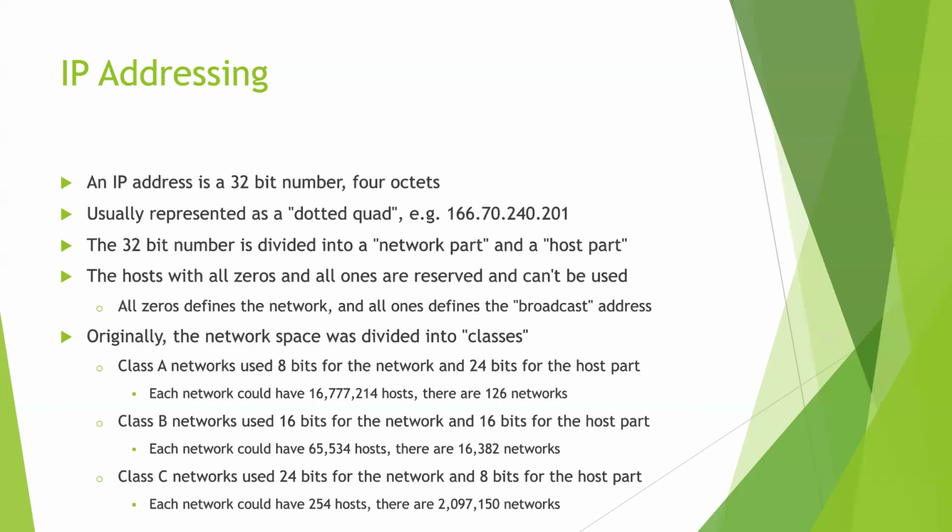So originally the network space was divided into classes. You had class A networks, class B networks, and class C networks. Class A networks carved off 8 bits of the 32 bits for the network part, and the other 24 bits were for the host part. So that gave you 16 million hosts on your network. And only 126 of these networks were available in the entire internet. Okay. So you can think about that.